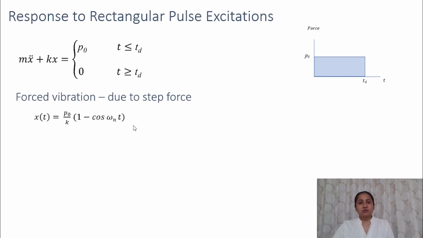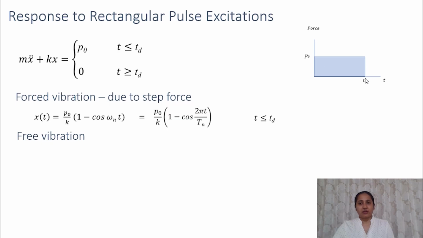So the response is in terms of omega n. And we can rewrite this in terms of natural period, and we would get this expression. And this response is valid when t is less than Td.